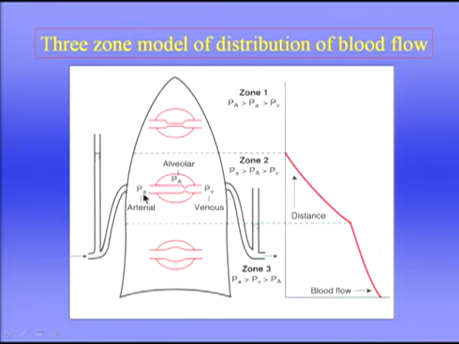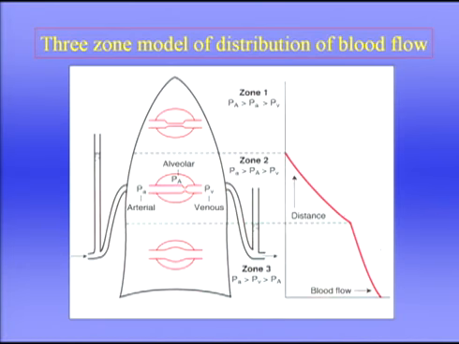get to a point where the arterial pressure exceeds the venous pressure, which of course it always does. But in this situation, the arterial pressure exceeds the alveolar pressure, therefore there's flow, but the alveolar pressure exceeds venous pressure. Now this is a very interesting situation.